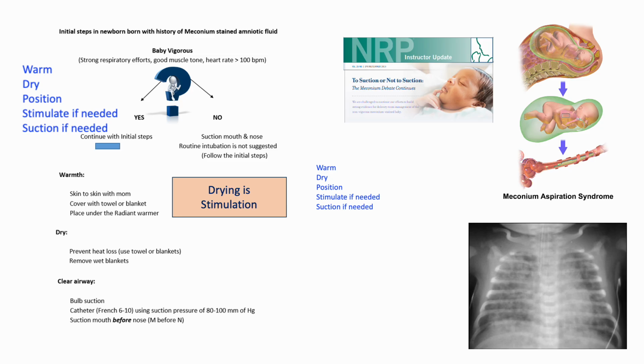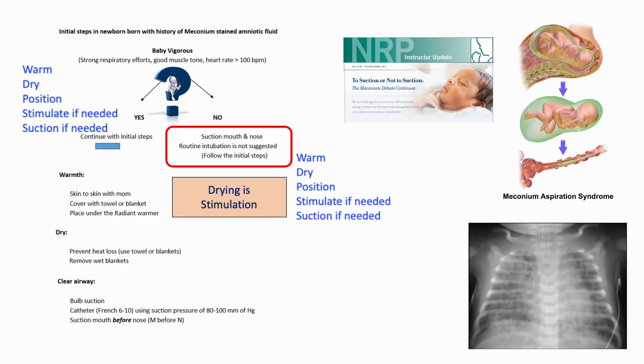What about if the baby is not vigorous? Again, you follow the same steps and try to suction, and the whole idea is just doing the basic initial steps. But again, remember that NRP is not recommending routine intubation. It was a practice a few years back that all meconium babies used to get intubated, but the data showed that it's not really beneficial.